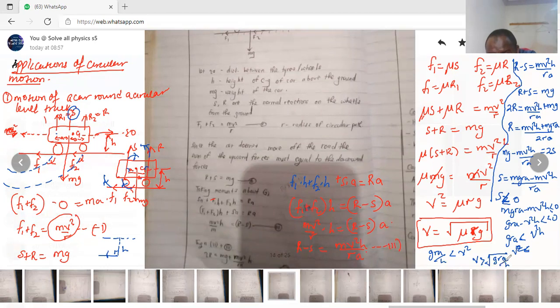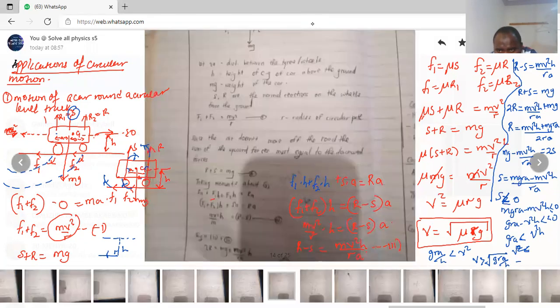That means you'll be driving at a very high speed. So if you drive at a very high speed, and the radius of the circular path is very small, and the distance between the tires is very small, and also the height of the center of gravity is very high, then you are most likely to get a very big value of components which can end up making the car overturn. So with that information, you can see the next part.